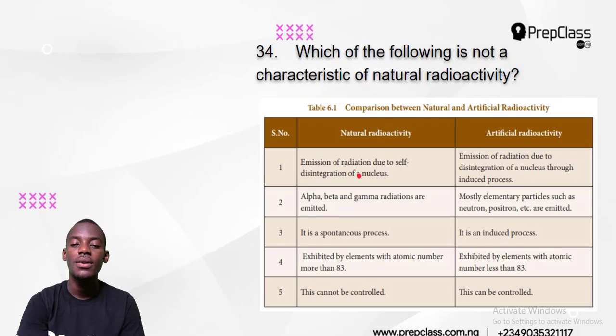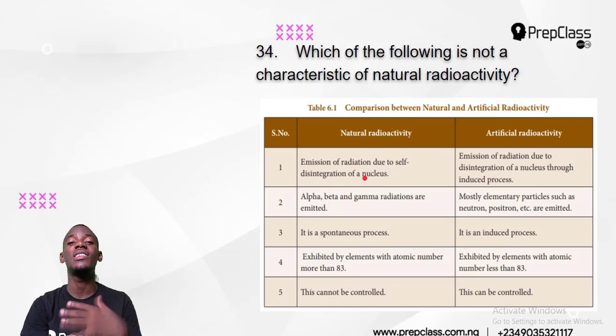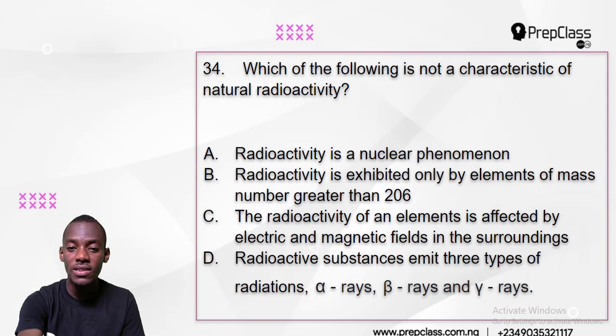Now, let's check it out. Fact about natural radioactivity: emission of radiation due to self-disintegration of a nucleus. That's true. So the particles disintegrate on their own. Radioactive substances that are found naturally, that are not made by man but are found in nature, break down on their own, and that is true. Then the second one: it is a nuclear phenomenon, so it happens on its own.